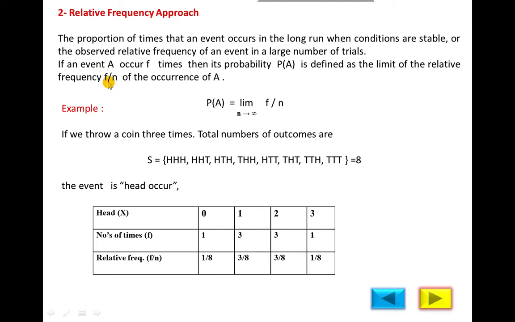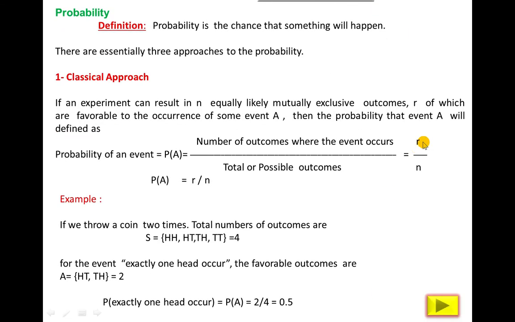What is f upon n? This is the formula of the relative frequency, which is also called probability. This formula is the same as the previous formula. In the previous one we use r, the number of outcomes of the event. In the relative frequency approach, we use the frequency values of the corresponding class, and this is the same as the classical approach.